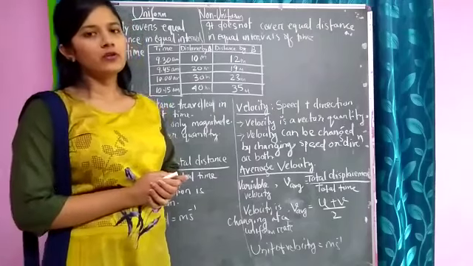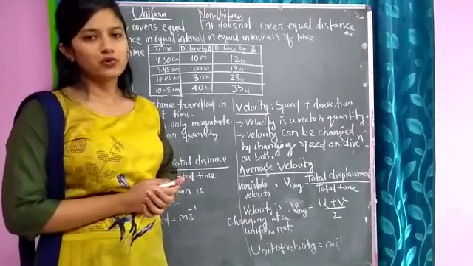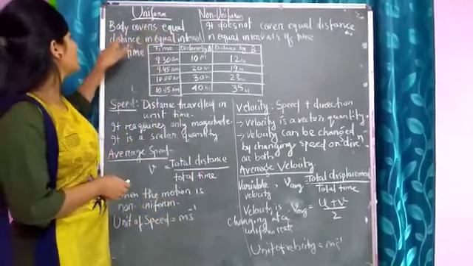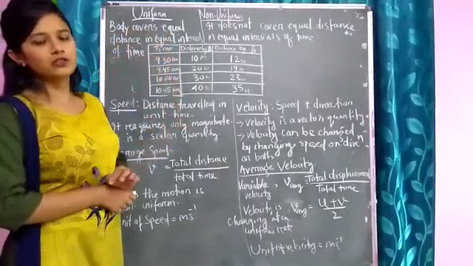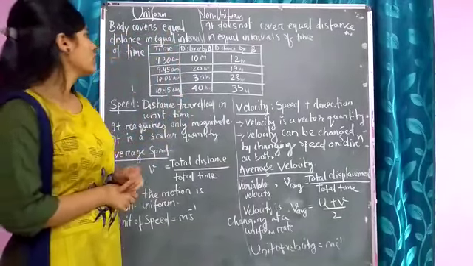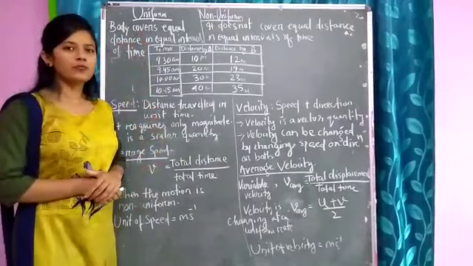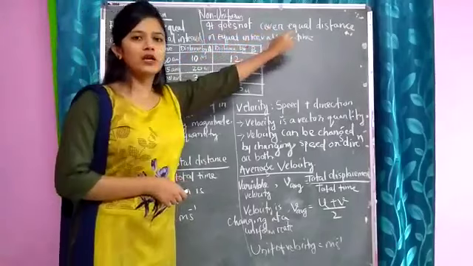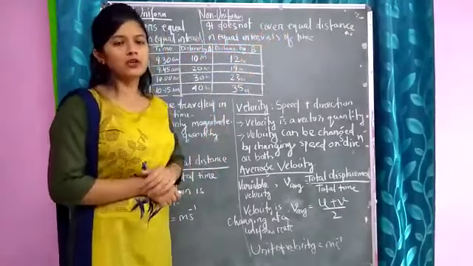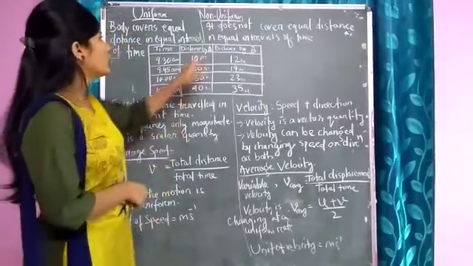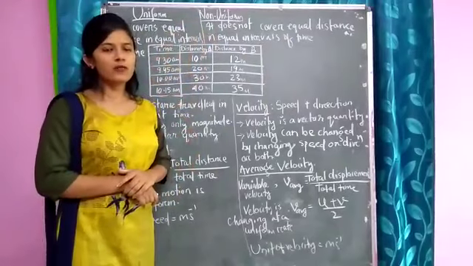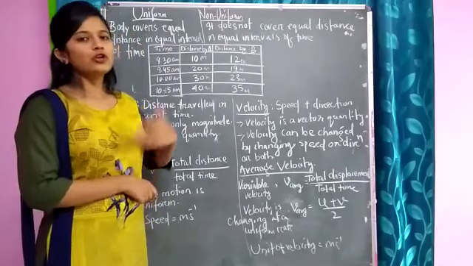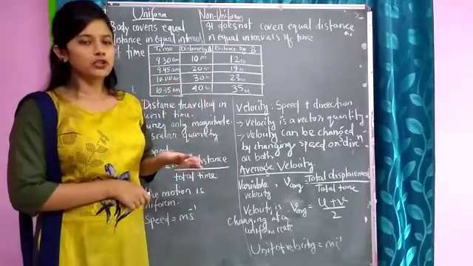So when will a body be said to be in uniform motion? If a body covers equal distance in equal intervals of time, then we will say that the body is in uniform motion. Whereas if the body does not cover equal distance in equal intervals of time, then we will say that the body is in non-uniform motion. So uniform motion means we are going for uniformity in its motion.